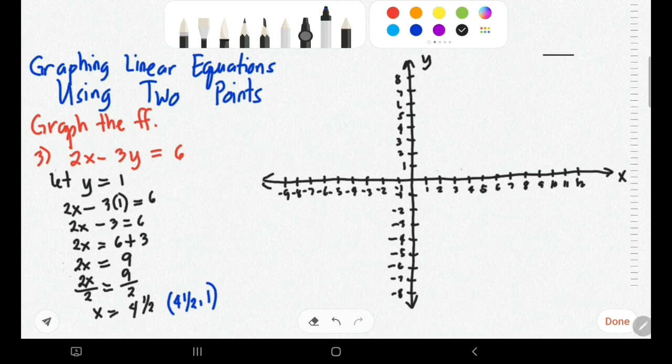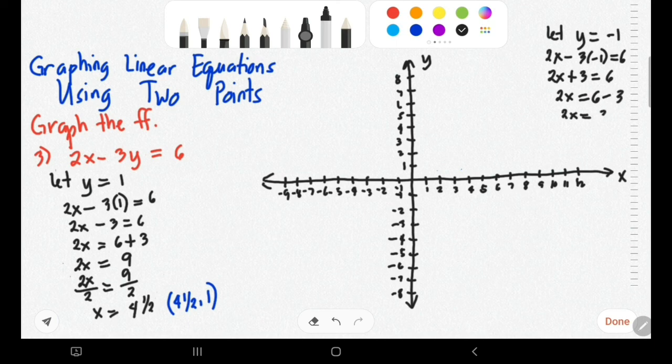So let's have another one here. Let y be equal to negative 1. Let's try that. Substitute: 2x minus 3 times negative 1 equals 6. So 2x, negative 3 times negative 1 is positive 3, equals 6. So 2x, transpose 3, it becomes negative 3. So 2x equals 6 minus 3, that is 3. So you divide each term by 2. So x is 3 halves, or 1 and a half.